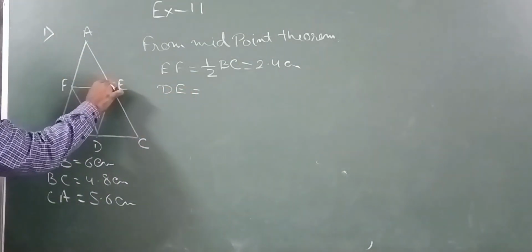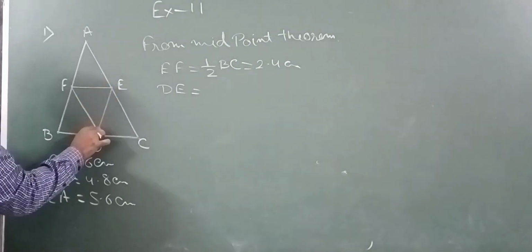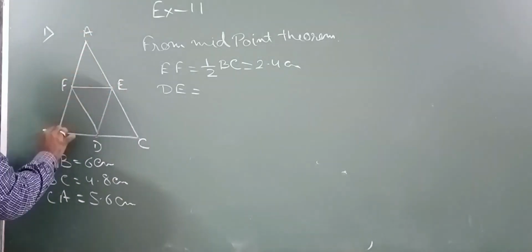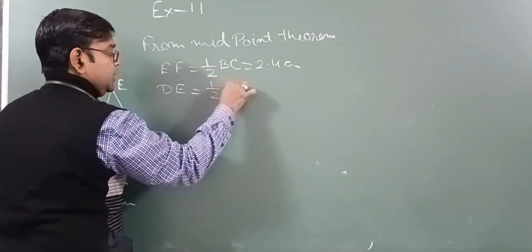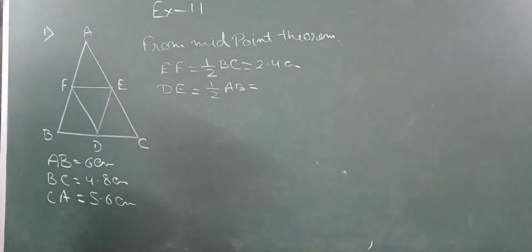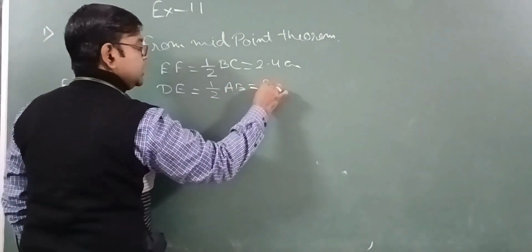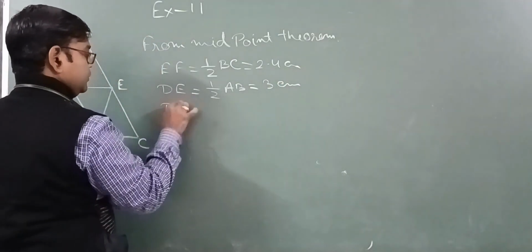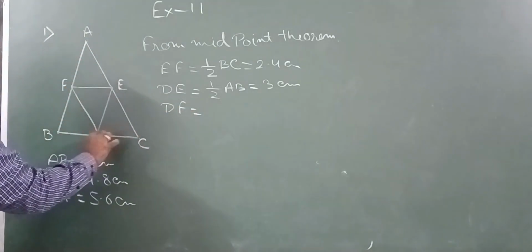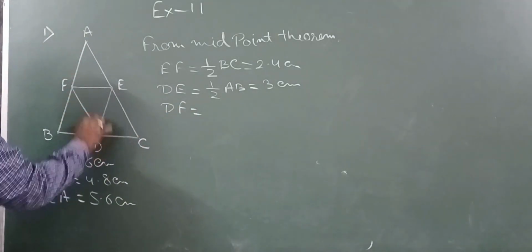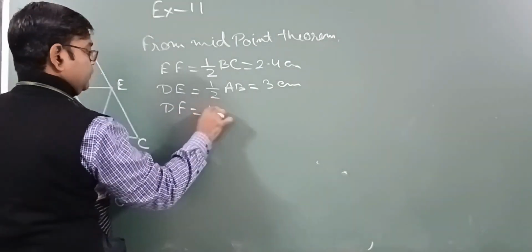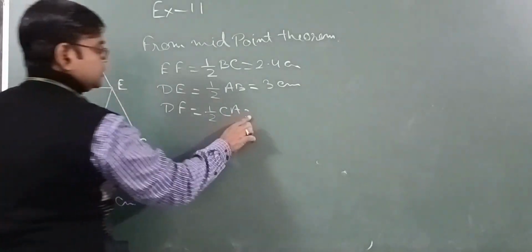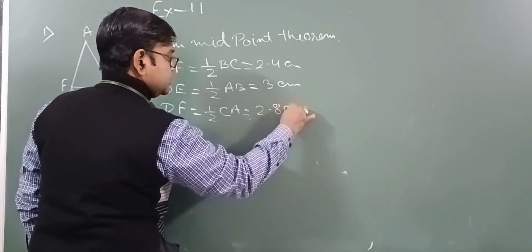Again, in case of DE, this is a triangle and these two are midpoints. So whenever we join DE, it is half of AB, and as we know that AB equals 6, so DE equals 3 centimeter. Similarly, for DF, these two are midpoints, so this is half of AC, and AC equals 5.6, so it's 2.8 centimeter.